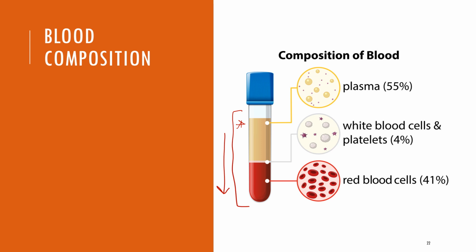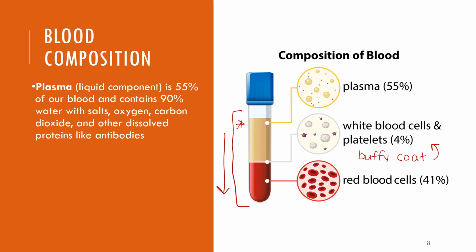As a result, we get 3 layers in our blood. We get the plasma, the buffy coat, or the white blood cells and platelets. This is just a medical term in case you're interested in that kind of stuff. And then our red blood cell mass.